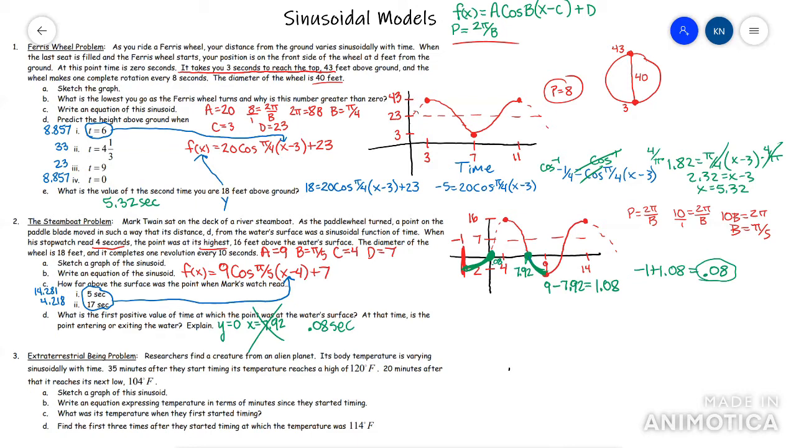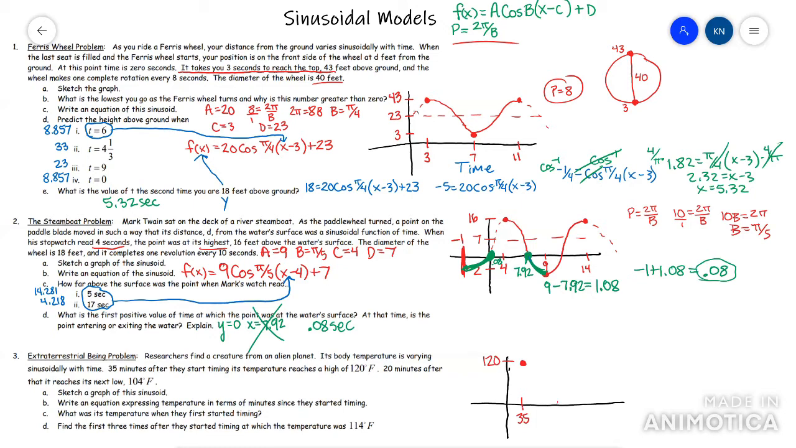All right, this last one, they're talking about temperature over time. So instead of height, the y-axis is going to be temperature now. So basically, x is still time. And the first thing I see is 35 minutes after they start timing, its temperature reaches a high of 120 degrees. Up here, 120.